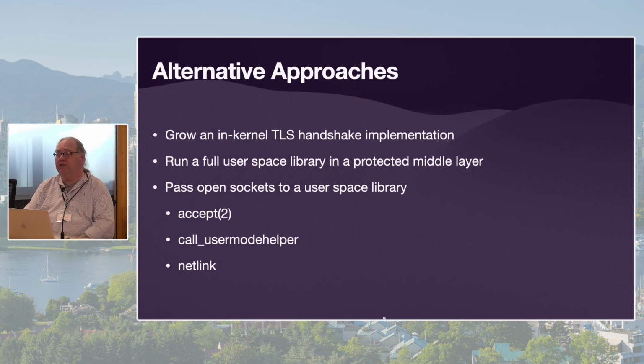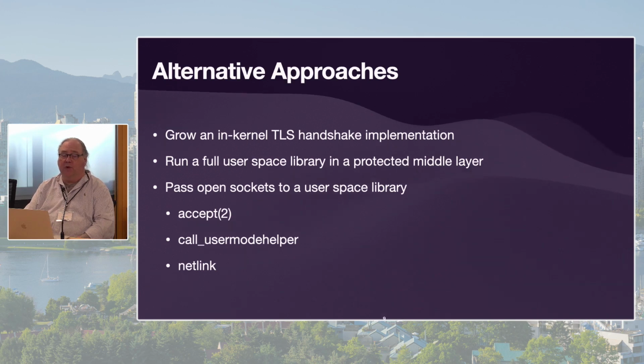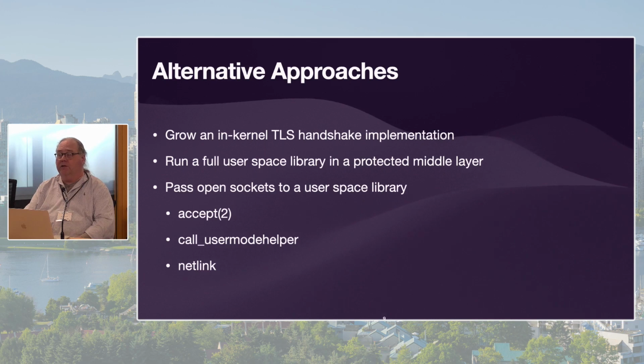So one idea we had was to create a protected middle layer between the kernel and user space, basically an alternate address space that's not the kernel address space and not a user address space. That would be easy to call directly from the kernel. That looked like it needed a lot of infrastructure that we didn't really know how to provide. And then the third option, the bottom bullet point, is the one we eventually chose, which is to pass open sockets to a user space library for it to use an off-the-shelf handshake implementation on that socket and then pass the socket back to the kernel.